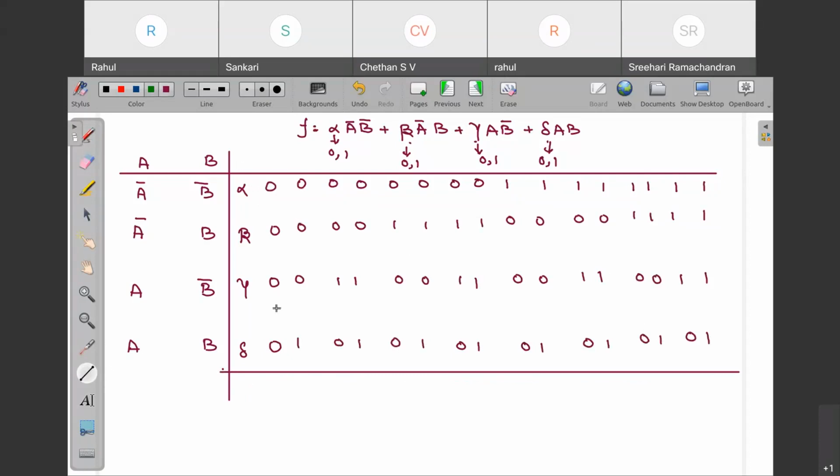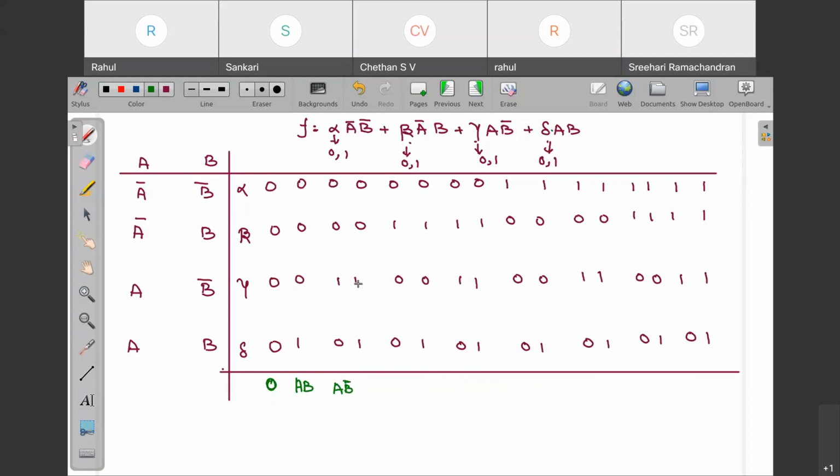When alpha, beta, gamma, delta are all zeros, your function will come out to be 0. Now look at this case: alpha, beta, gamma are all 0, only delta is 1. Delta is the coefficient of AB. So here your function will be AB. Here this delta is 1, so that means this function will be A, B complement.